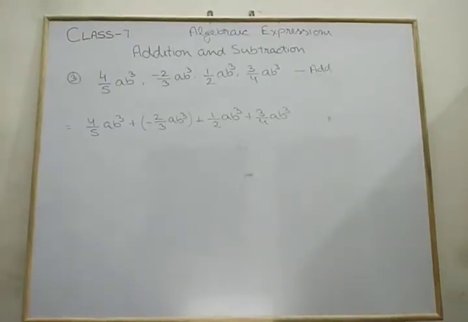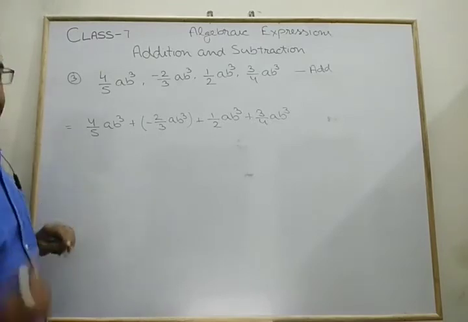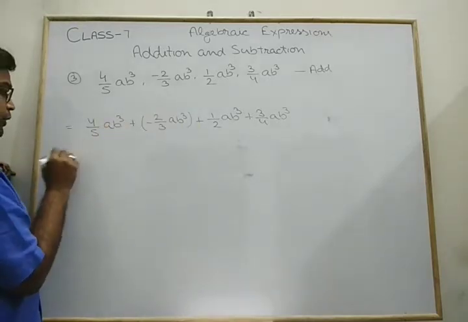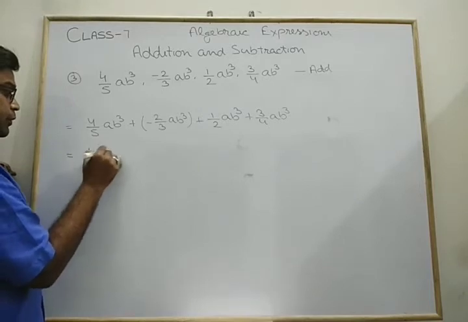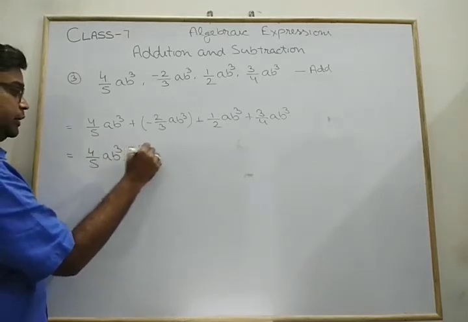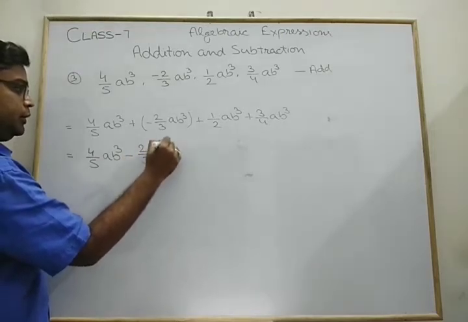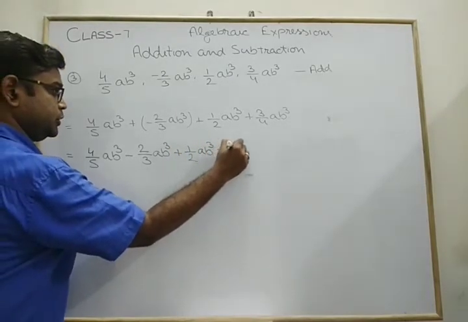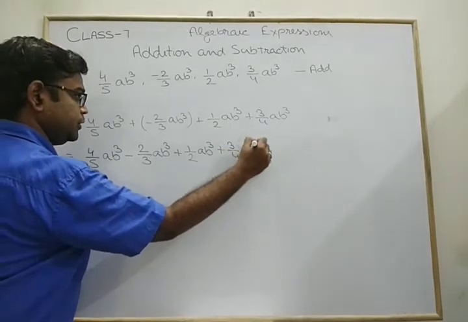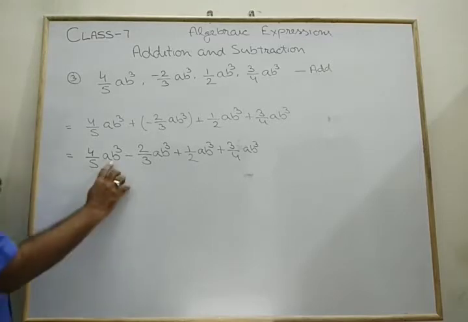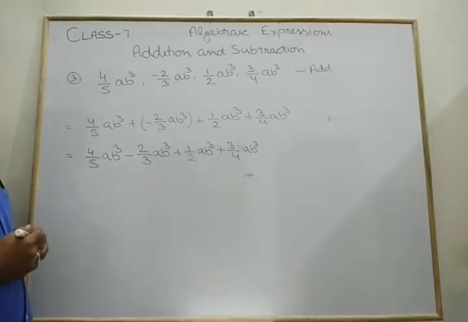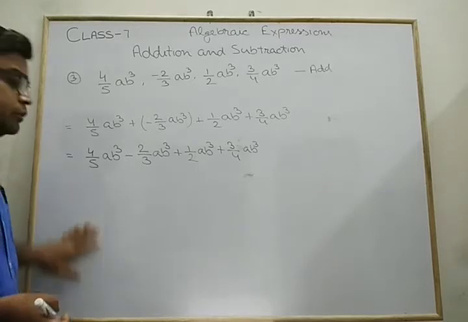Now if the question goes a little bit further, I think you are able to understand. Now we remove the bracket, then what do we have? We have 4 upon 5 ab cube plus minus minus 2 upon 3 ab cube plus 1 upon 2 ab cube plus 3 upon 4 ab cube. What we are observing is that all variable parts are the same, meaning they are like terms, but they have different coefficient parts.